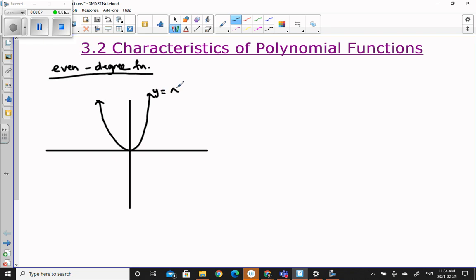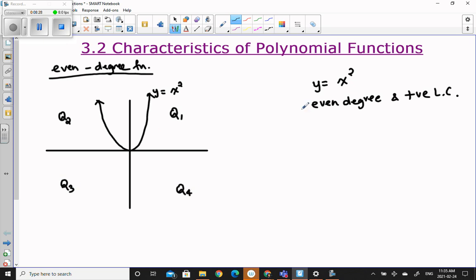Y equals x squared. So y equals x squared is an even degree function, because you can see the degree is 2, which is the even degree, and it has a positive leading coefficient. So what are the quadrants you see this one in? This is quadrant 1, quadrant 2, quadrant 3, quadrant 4. So if you look at the quadrants, it goes from quadrant 2 to quadrant 1, right?